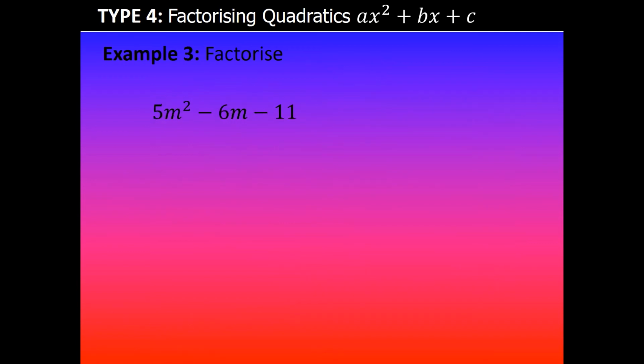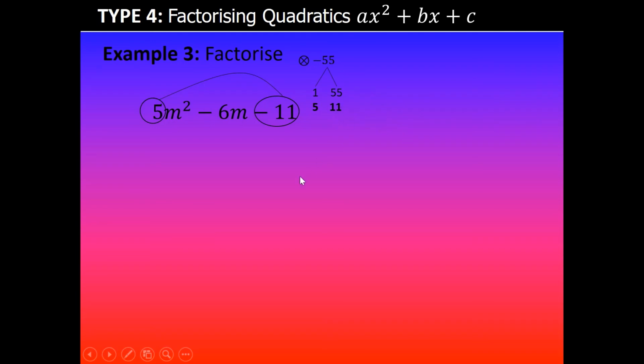Moving on, we'll look at the third example, factorize 5m squared minus 6m take away 11. In this case, the coefficient of m squared is 5, so we will multiply 5 with negative 11, and the product is negative 55. And what I will do next is find the factors of positive 55. So we'll look at the factors 1 and 55, 5 and 11, but keep in mind one of the numbers should be negative to get an overall negative result, negative 55.